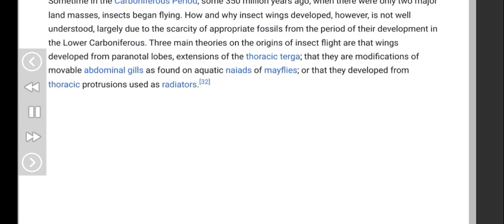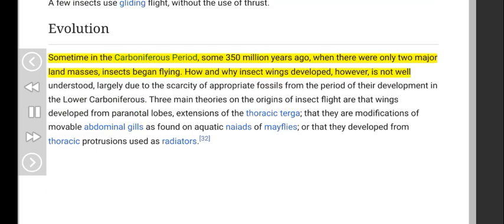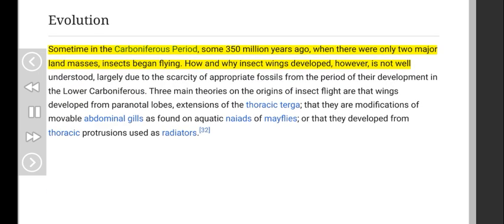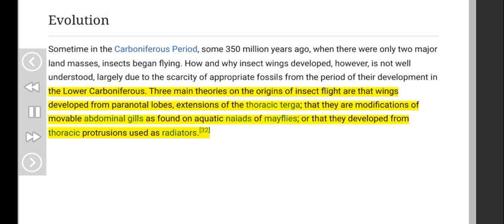Evolution. Sometime in the Carboniferous period, some 350 million years ago, when there were only two major land masses, insects began flying. How and why insect wings developed, however, is not well understood, largely due to the scarcity of appropriate fossils from the period of their development in the lower Carboniferous. Three main theories on the origins of insect flight are that wings developed from paranotal lobes, extensions of the thoracic terga, that they are modifications of movable abdominal gills as found on aquatic naiads of mayflies, or that they developed from thoracic protrusions used as radiators.